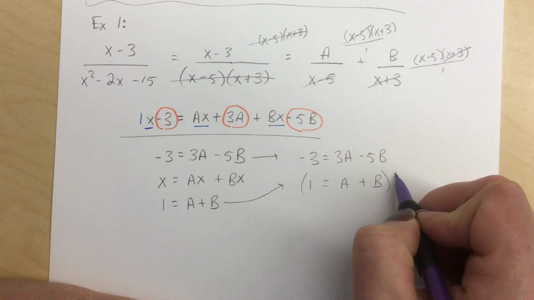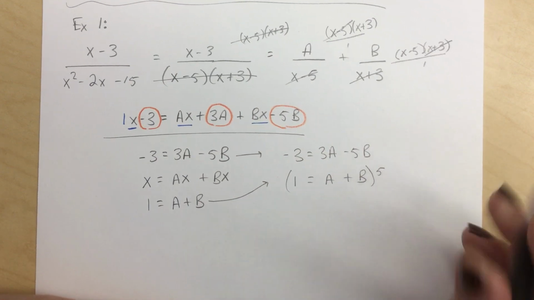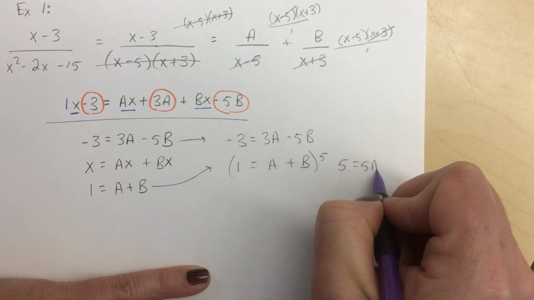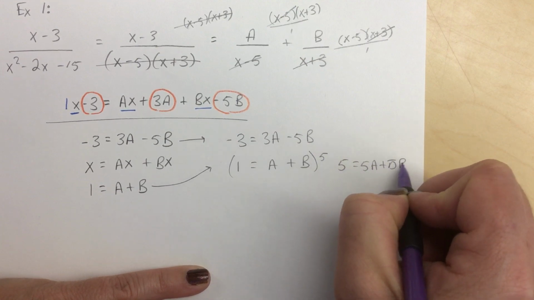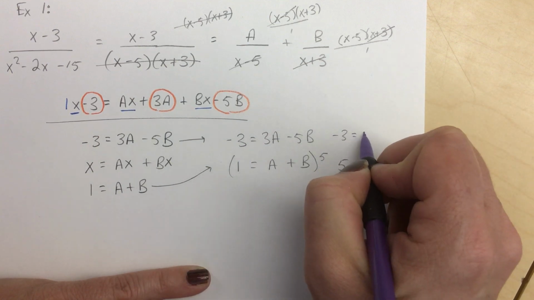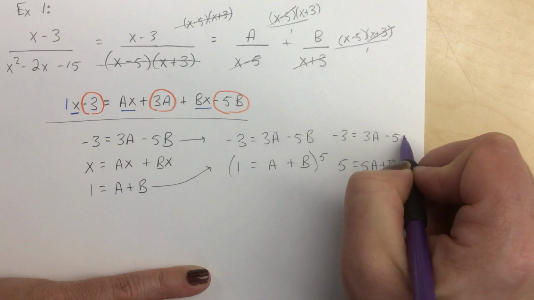I'm going to multiply that one by 5. So that will give me 5 equals 5a plus 5b. And my top equation stays -3 equals 3a minus 5b.